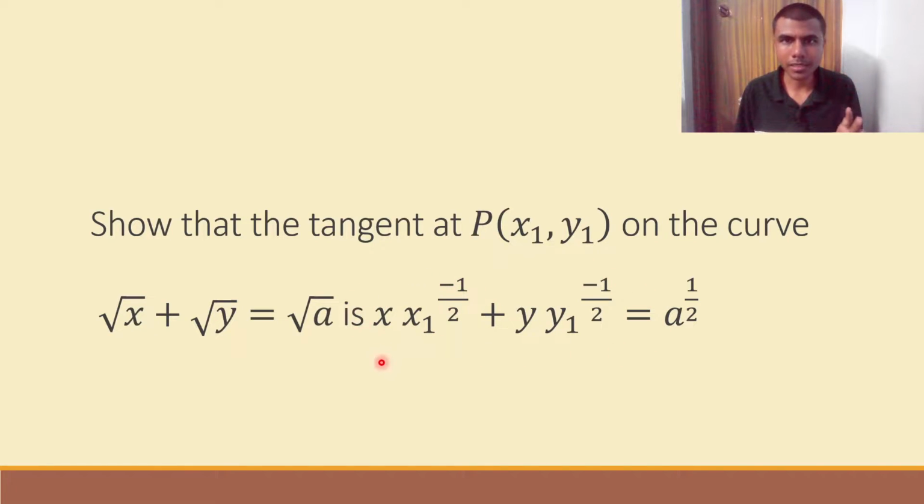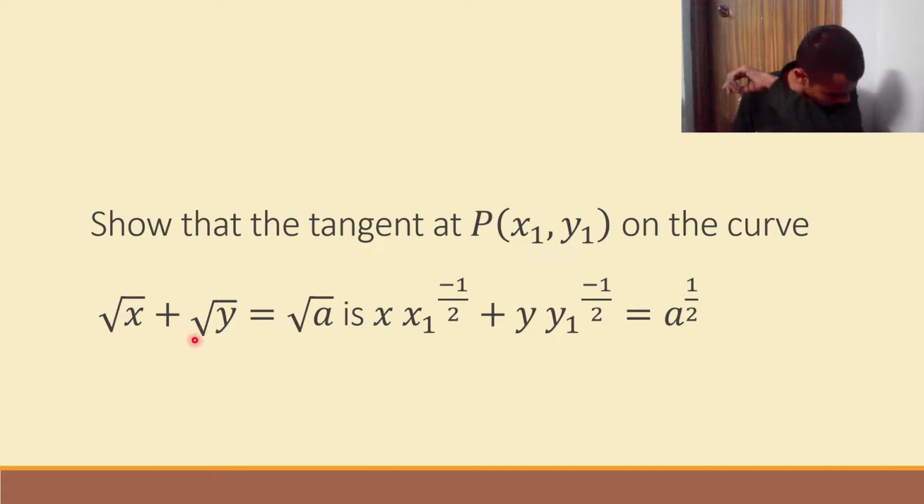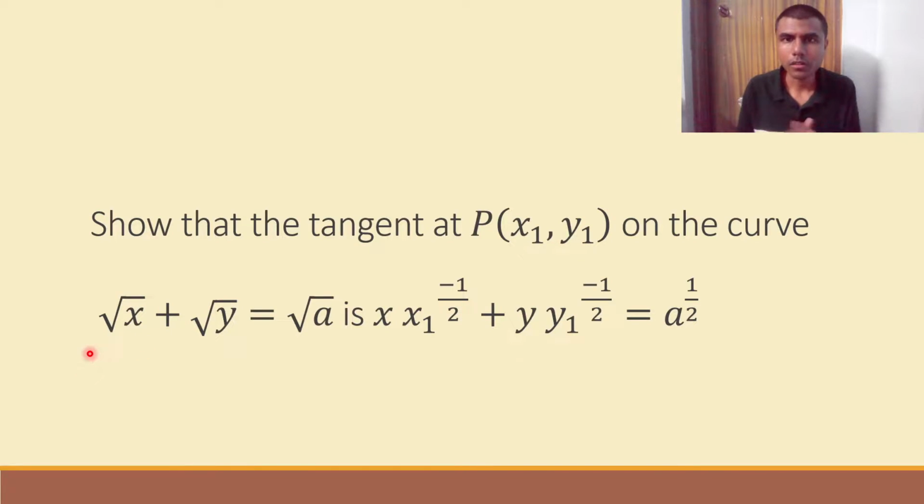Basically, what this question is asking is we have to find out the equation of tangent at this point, and for the curve root x plus root y is equal to root a. Now how I'm going to do it: first, to find out the tangent, I need the slope of the tangent. So I'm going to first find out the slope of the tangent.